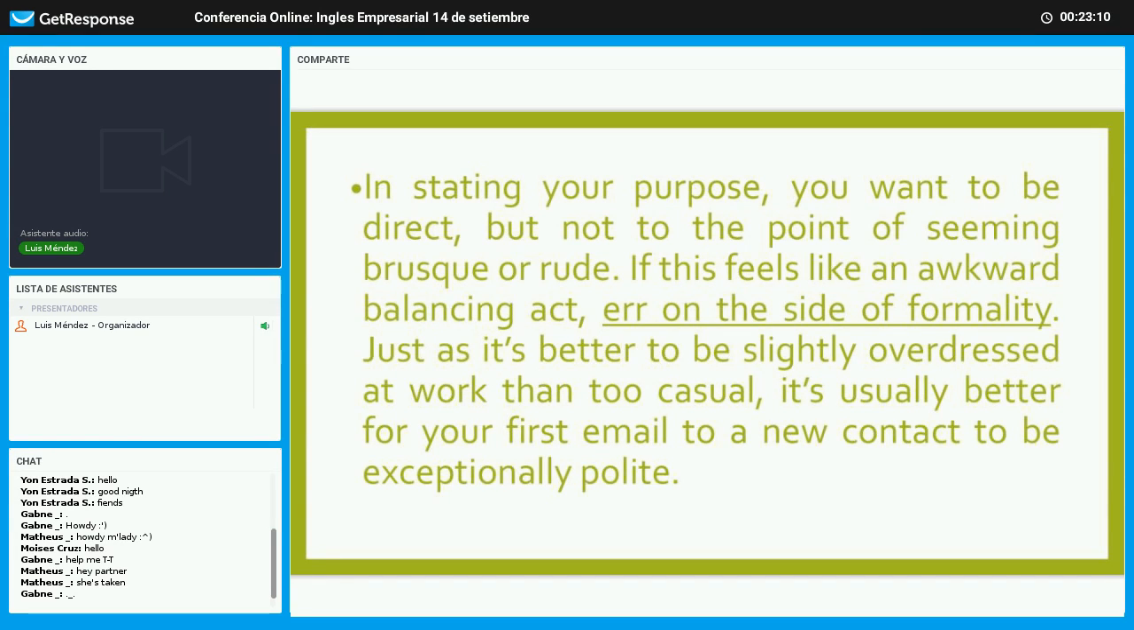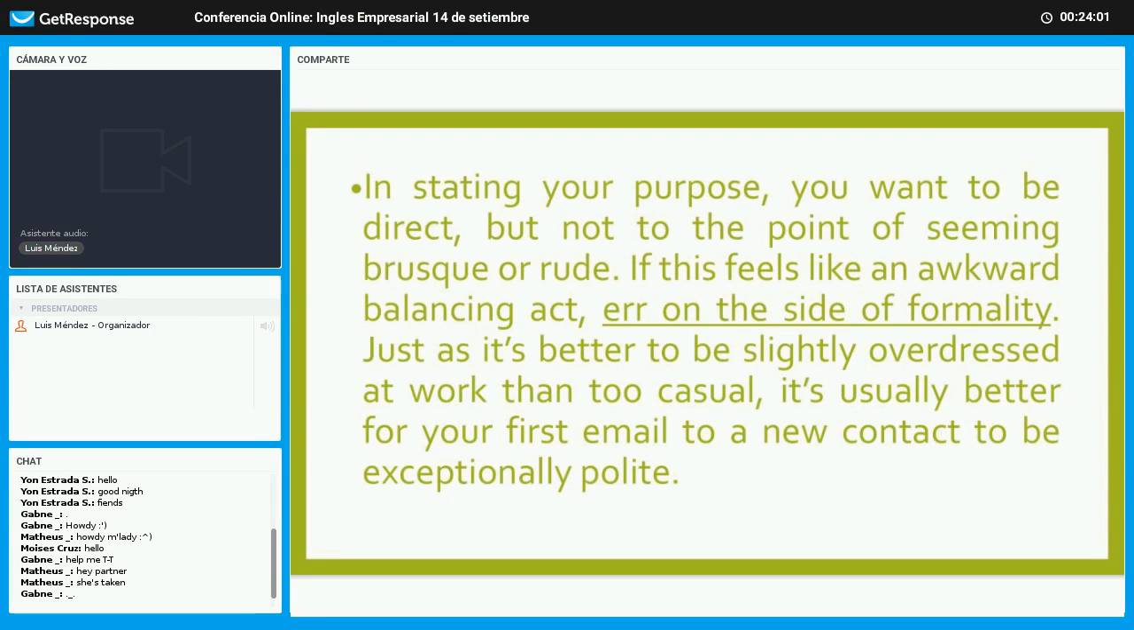So, what do we mean by this? In English, it's necessary to be direct, to stick to the point, to go straight to what we need. And if we don't do it, it can be messy for the person who receives the email. However, we need to keep in consideration that we cannot be brusque or rude. So, if this feels like an awkward balancing act, err on the side of formality. So, it is preferable to be too formal than to be rude. Okay? It is preferable to be extremely formal than to be rude.